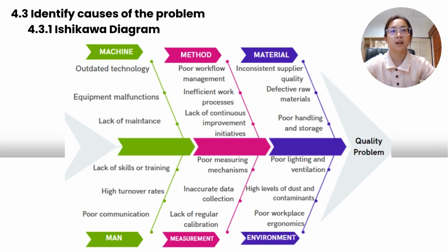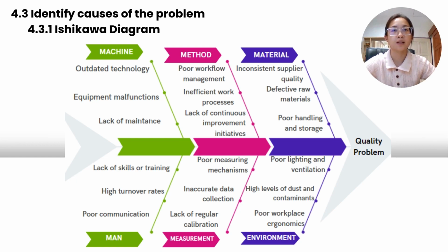For the man category, it highlights problems related to the human factors in the production process. It includes lack of skills or training, high turnover rates, and poor communication. Lack of skills or training among employees leads to operational errors and decreased productivity. High turnover rates result in a continuous need for training and loss of experienced personnel, which disrupts production consistency. Poor communication, including language barriers, leads to misunderstandings and errors during production.